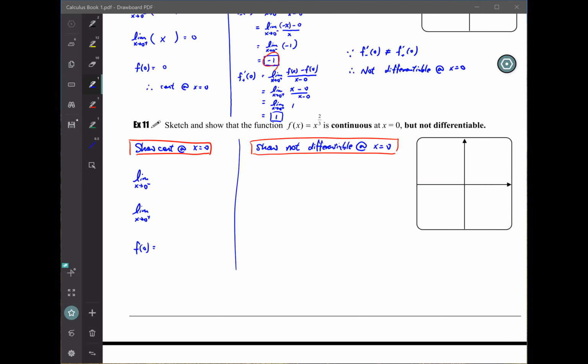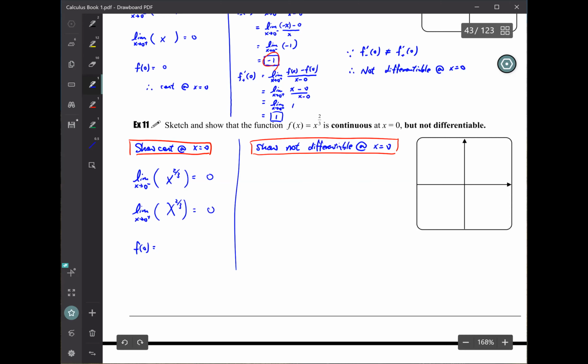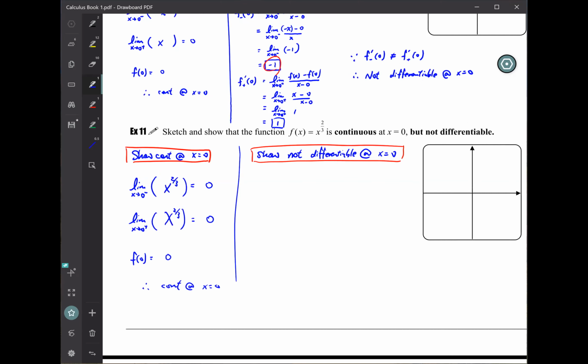Okay, let's check the function that you use. There's only one function, right? So there's no choice. It has to be x^(2/3) for all of them, right? So we just sub in 0. So it'll be 0, and f(0) is still 0. So therefore continuous. This one is easier, right? You don't need to pick the pieces. Now the second part, we want to show not differentiable.